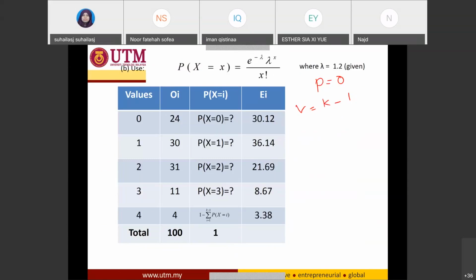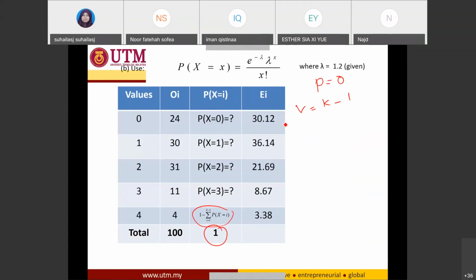Now you have your observed frequency here, the same observed frequency. You again compute your probability. You can try on your own later. Compute back your probability with lambda equal to 1.2. So you get probability X equals to 0, the same thing, we repeat. The last one must be 1 minus the rest, because the total of all these probabilities must be 1. If you don't get 1, make sure you double check your probabilities.